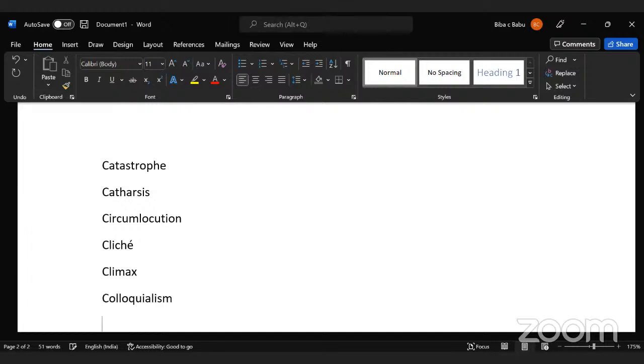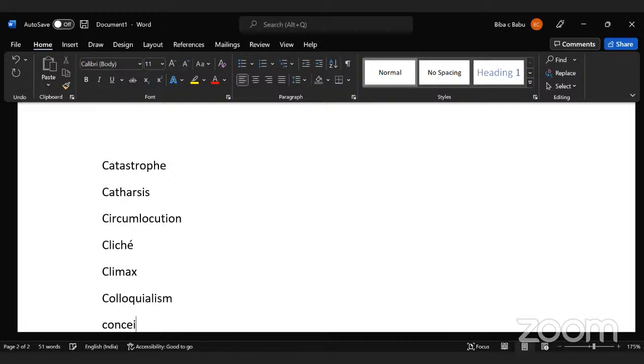Next is colloquialism. Colloquialism is a Latin-derived word which means conference or conversation. So it is a very informal way of usage, or everyday language in literature, called colloquialism. When you use everyday language, it is called colloquialism.